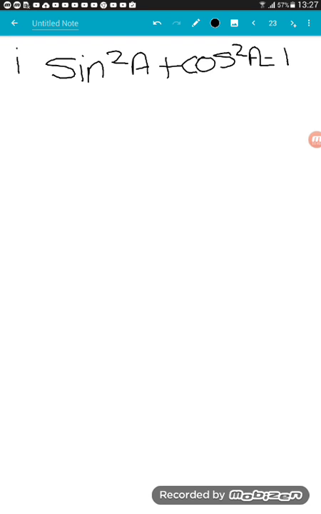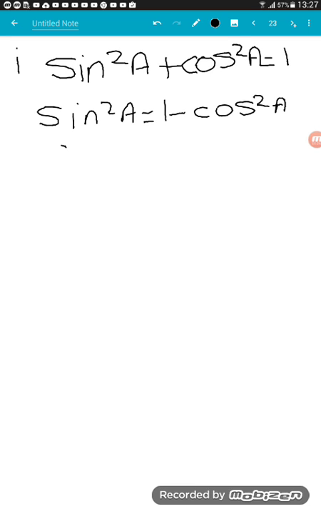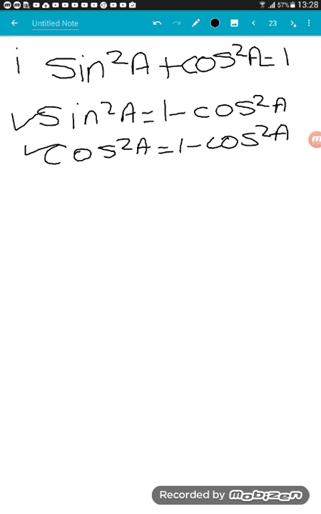This one you can have in many subdivisions. For example, sin square a equal to 1 minus cos square a, and cos square a equal to 1 minus sin square a. These are the two subdivisions of the first identity.